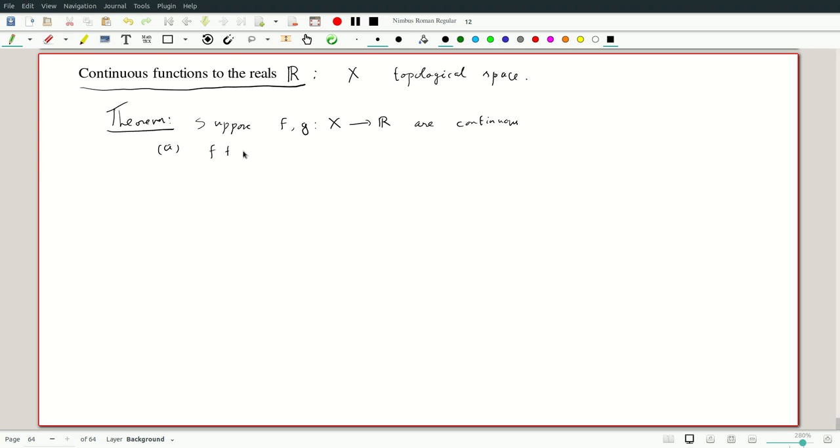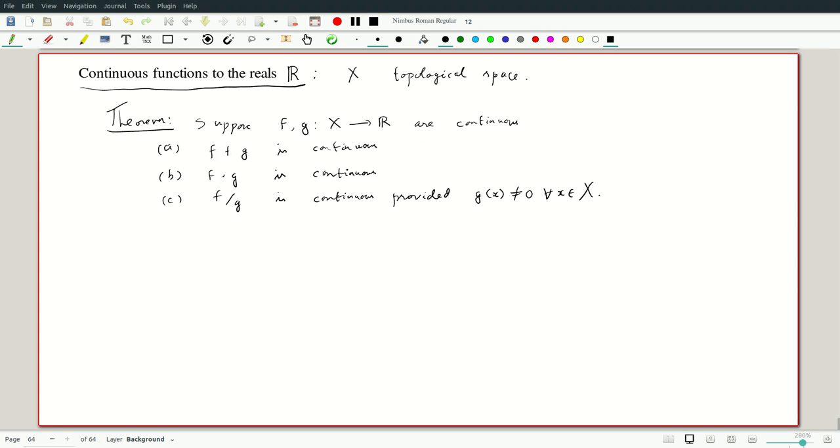f plus g is continuous. And f times g is continuous. And third, f by g is continuous, but not always, of course, provided g of x is not 0 for all x in X. And there are any number of variations of these, and they can all be proved in the same way. Indeed, even proving these is more or less an exercise, but we'll do this, we won't do the rest.